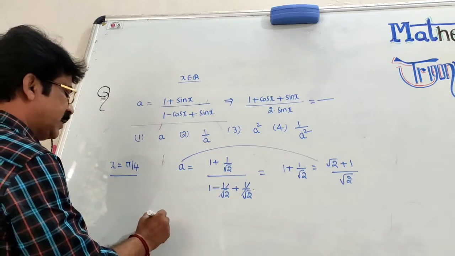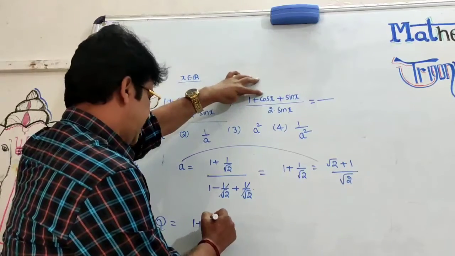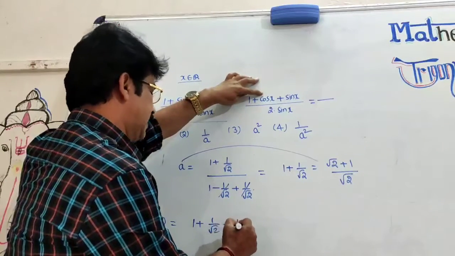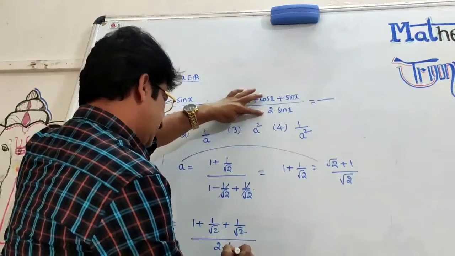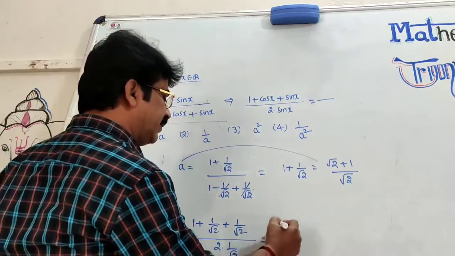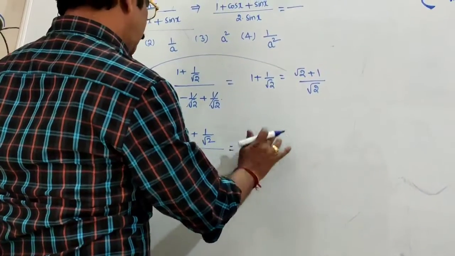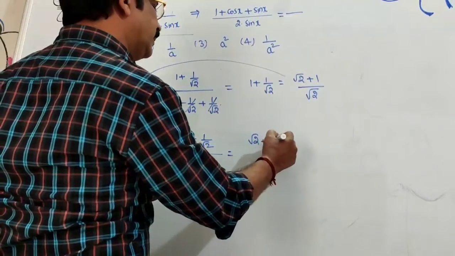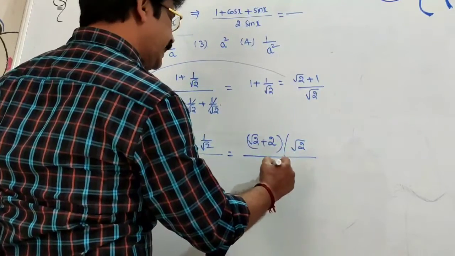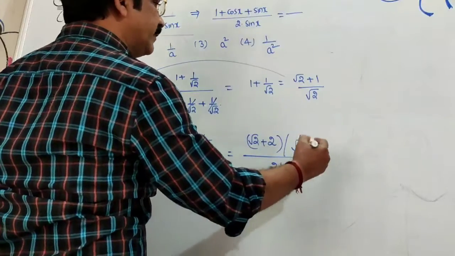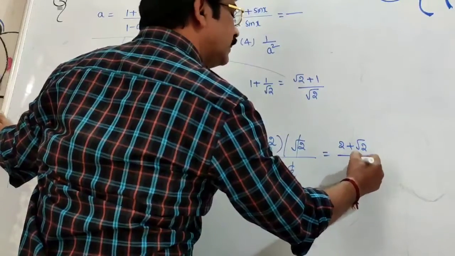Okay. Next, what is the question? The question is 1 plus x, what is it? Pi by 4, 1 by root 2. 1 by root 2 plus 1 by root 2 whole divided by 2 into 1 by root 2. So that is equal, on simplification, it is 1 plus, okay, I will write directly, root 2 plus 2 whole divided by root 2 whole divided by 2 by root 2. Root 2 cancel. That is equal to 2 plus root 2 divided by 2.